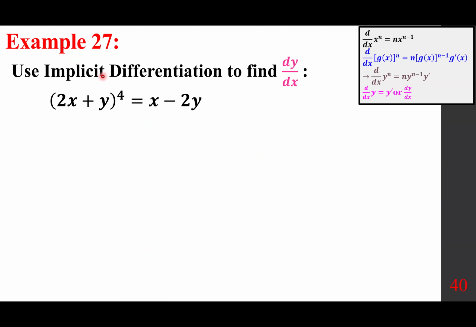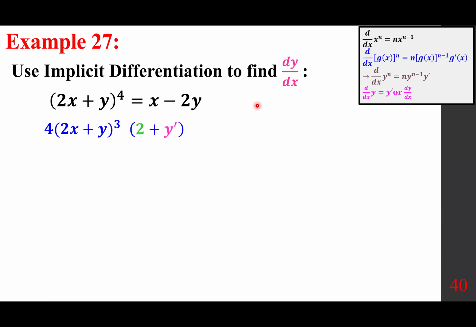Use implicit differentiation to find dy/dx or y prime. (2x plus y) to the power of 4 is x minus 2y. And we are going to differentiate starting with the left side. So we have the extended power rule. So something to the power of 4. First and foremost, we need 4 and then (2x plus y) cubed. Then we need the derivative of the inside. 2x gives you 2, y gives you y prime, times the parentheses 2 plus y prime.